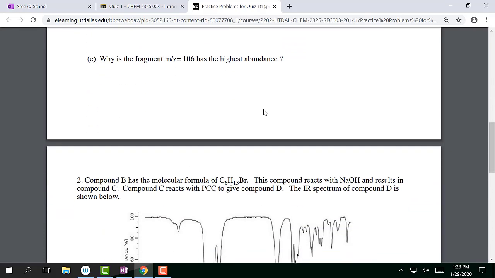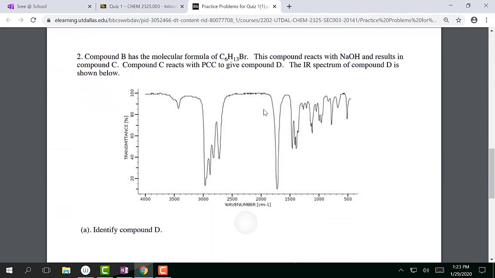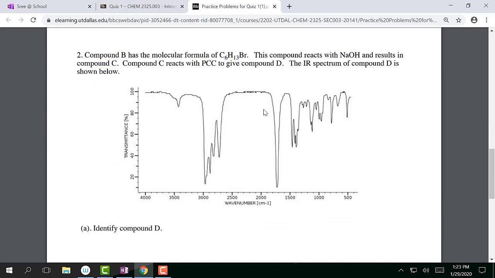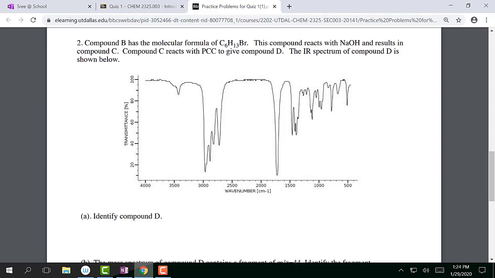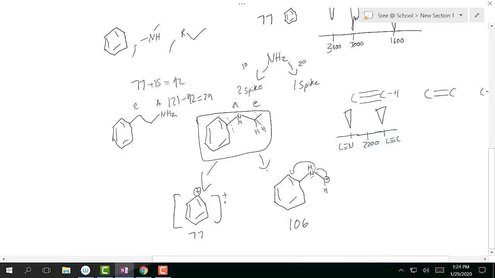Alright. So this is actually a little bit easier. So C6H13 bromine. So you can actually get the answer in 2 different ways. You can get the answer either just by following the reaction through, or just looking at the IR graph. I'm gonna do the first way, just following the reaction through, because that'll help you prepare for the quiz through knowing the reactions.